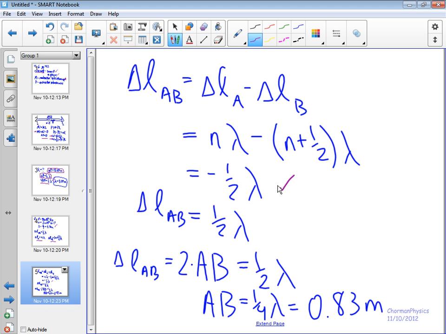Which is, I believe, what the question asks us to find, the minimum distance AB. That's the minimum distance because it's successive constructive to destructive interference. We get bigger distances if we assume that we go from constructive to destructive, back to destructive, going to separate different ends. Okay, that's some good practice right there.